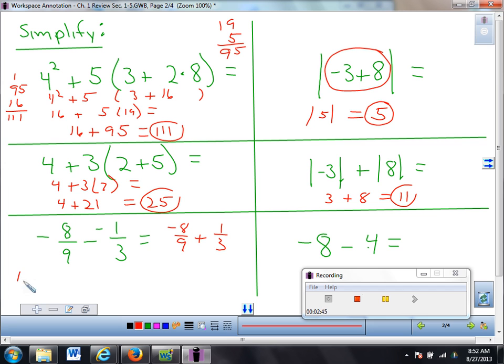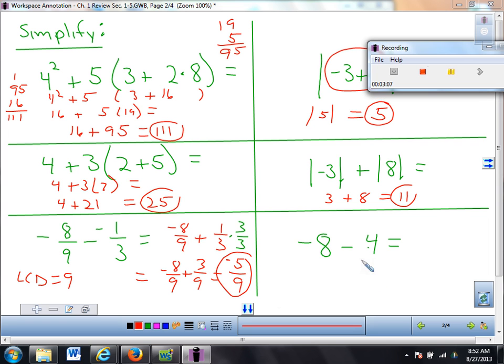I'm going to find the LCD of 9. The first fraction I don't need to change. The second fraction I need to multiply the denominator by 3, so I have to multiply the numerator by 3. So I get 3/9. And then my denominator stays the same. I add the numerators, I take the sign of the higher and subtract the numbers.